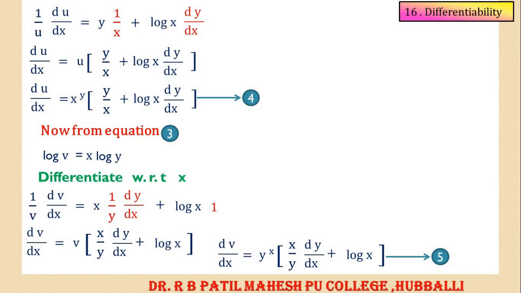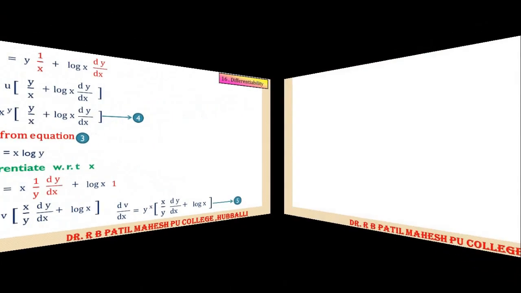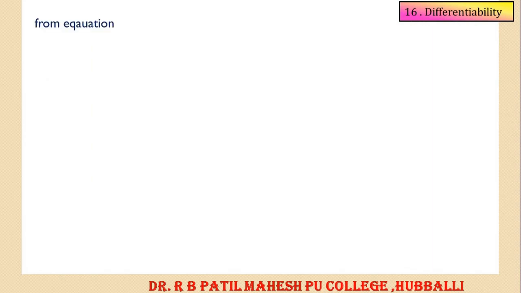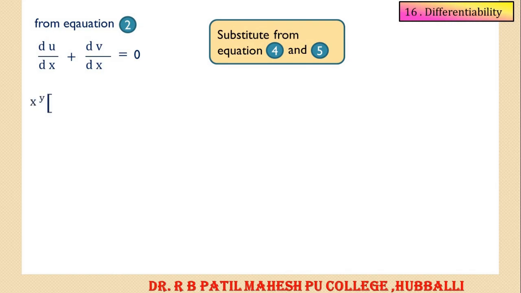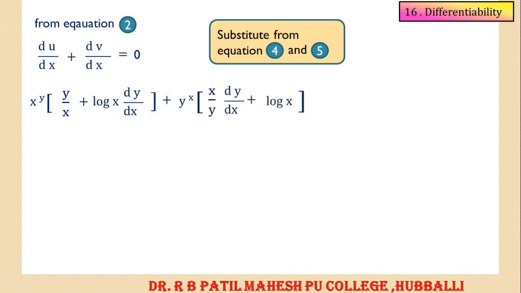Now substitute this 4 and 5 in equation 2. Now from equation 2, du by dx plus dv by dx is equal to 0. So substitute du by dx and dv by dx from equations 4 and 5. So that is x raised to y into bracket y upon x plus log x into dy by dx, this is du by dx. Now dv by dx, y raised to x into bracket x upon y dy by dx plus log y, is equal to 0.